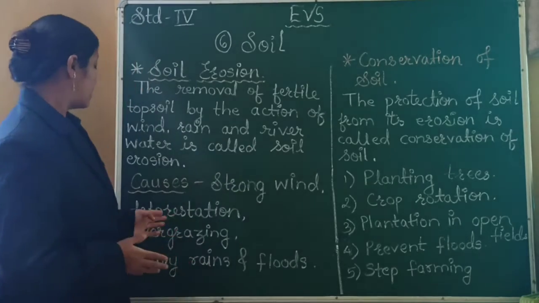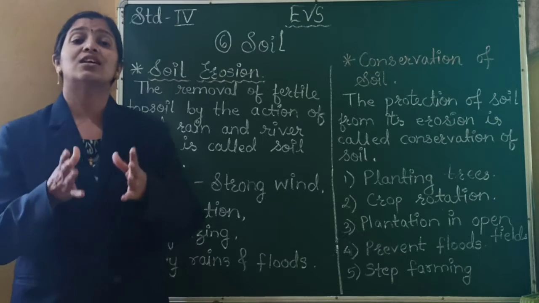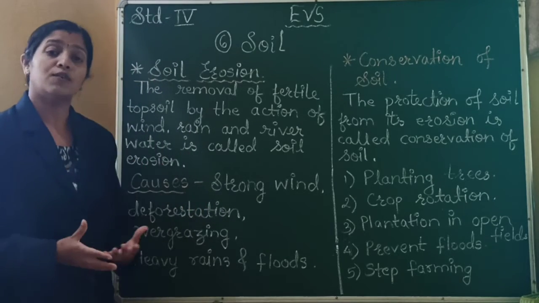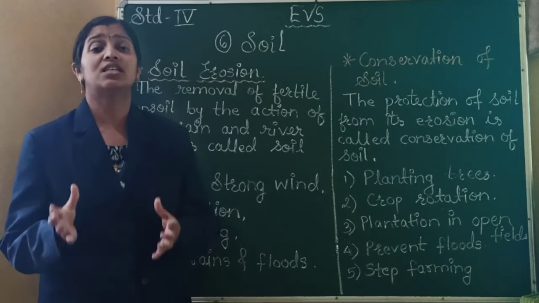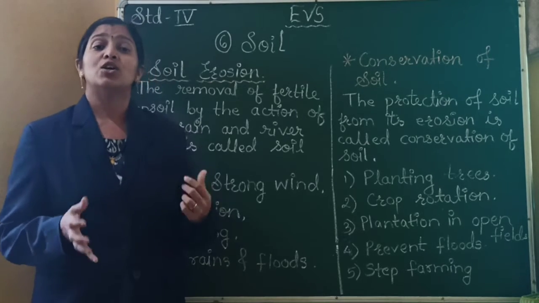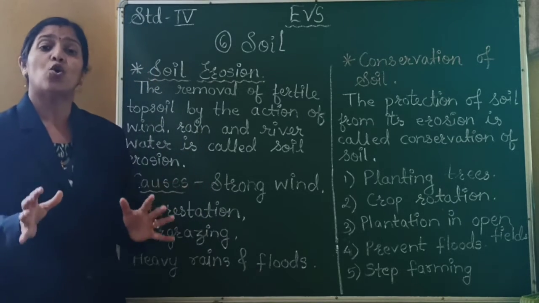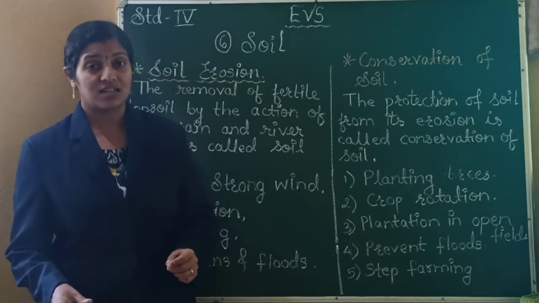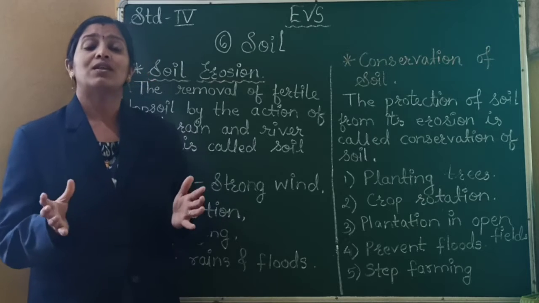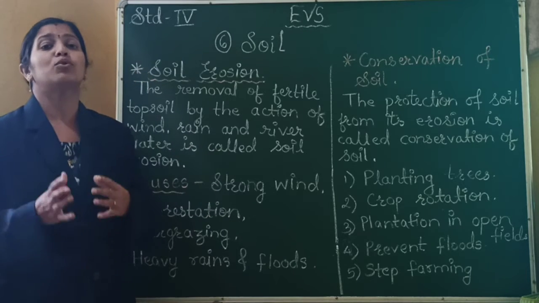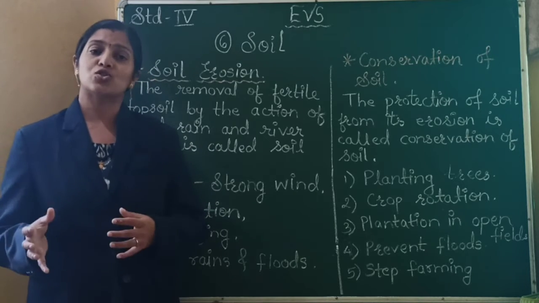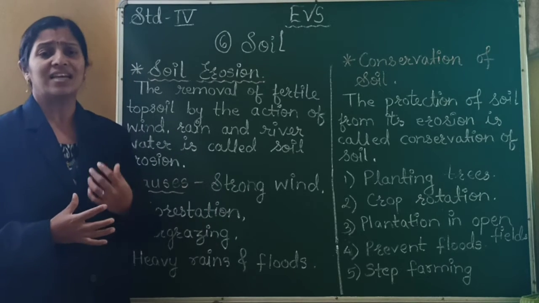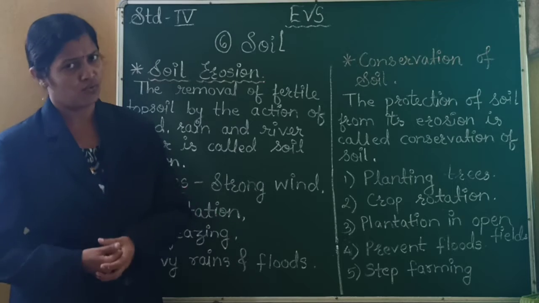So also deforestation is another cause for soil erosion. What is deforestation? Deforestation means cutting down of trees. The roots of the trees hold the soil, and if the trees are cut down, the soil will get loosened up, and because of the strong winds, this loose soil will easily get carried away.